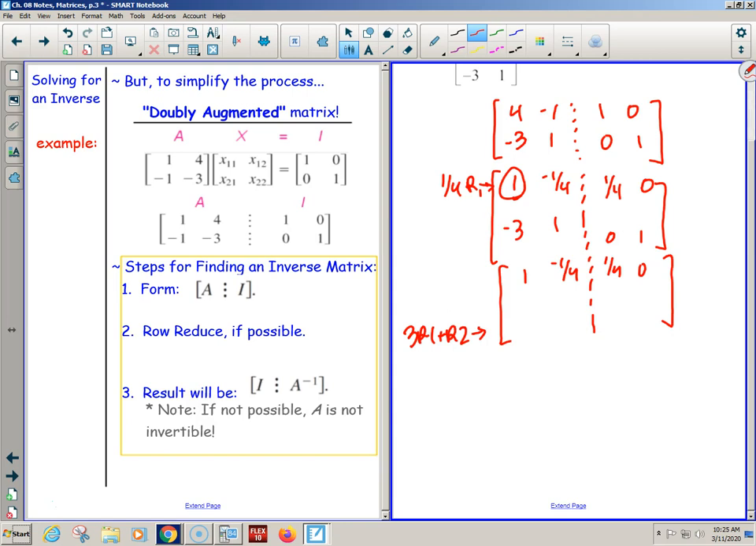So mental mathers, what do I have for the first one? Next one? 3 times 1 minus 3, 3 times negative 1/4 plus 4/4, 3 times 1/4 plus 0, and 3 times 0 plus 1. Come on, gotta be sharp.